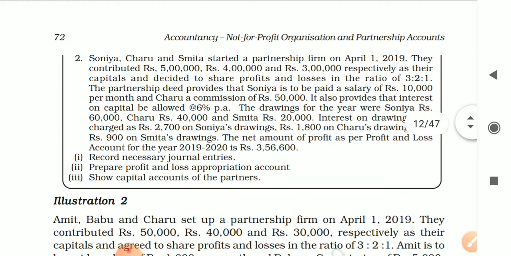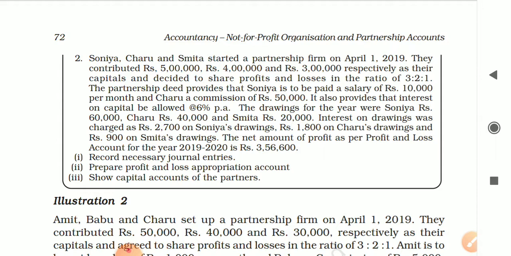Sonia, Charu and Smita started a partnership firm on April 1st, 2019. Okay, there are 3 partners, so you have to open 3 amount columns in the capital accounts. See, P&L appropriation account will have only 1 amount column on the debit side and 1 amount column on the credit side. It is the partners capital account which will have more than 1. Based on the number of partners, the number of amount columns will increase.